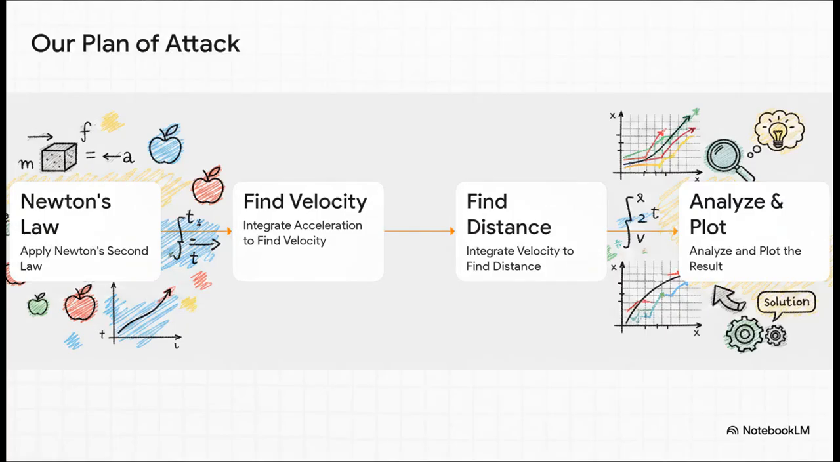Here's our game plan, our four-step attack. First, we'll use Newton's law to get the acceleration. Then we'll integrate that to find the velocity. After that, we integrate again to get the distance. And finally, we'll take a good look at our answer and sketch out the motion. Simple as that? Let's get started.